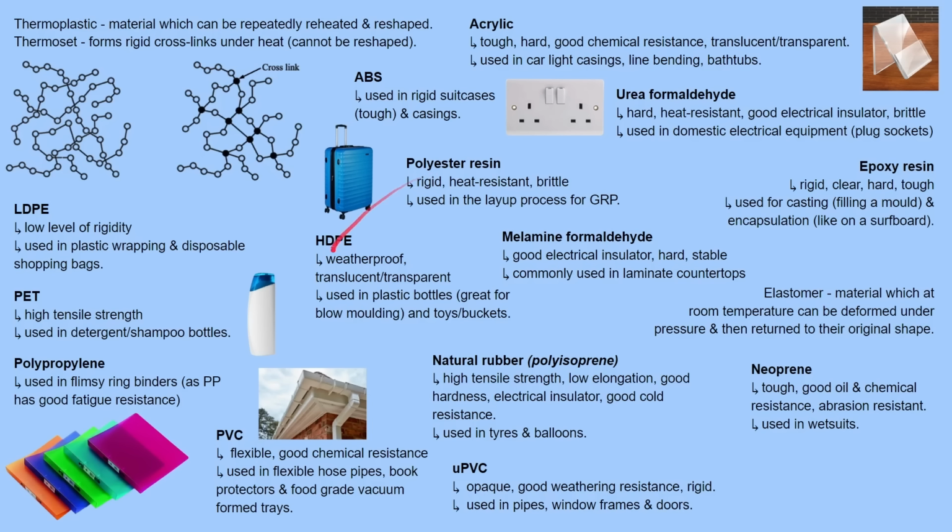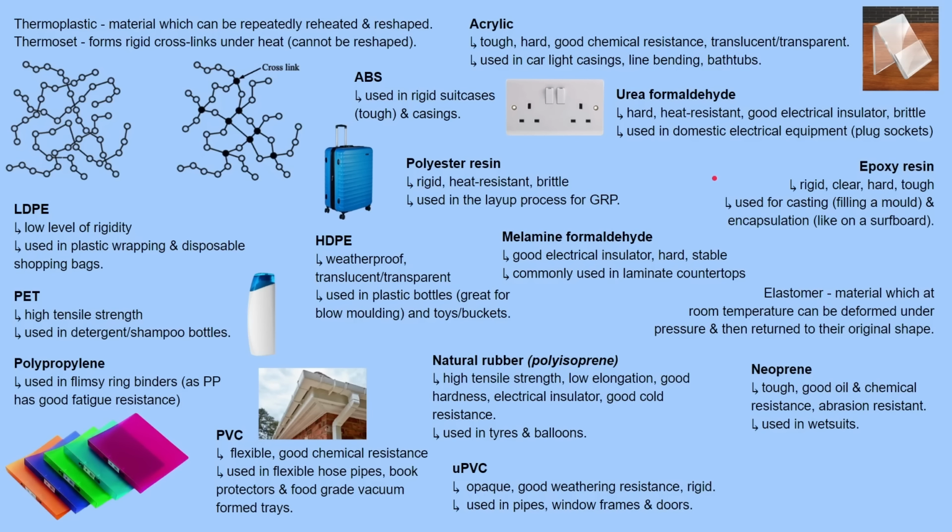And then, okay, lastly, HDPE, high density polyethylene, is weatherproof, translucent, transparent, used in plastic bottles. It's great for blow molding, so the process of blow molding, used to make bottles, plastic bottles, etc. And then HDPE is used in toys and buckets. So those, I think, are all of the thermoplastics. Then we have here four thermosets, and then 3 elastomers or 2 elastomers. So urea formaldehyde is hard, heat resistant, is a good electrical insulator, is brittle, used in domestic electrical equipment. For example, plug sockets here is an example of urea formaldehyde used in plug sockets.